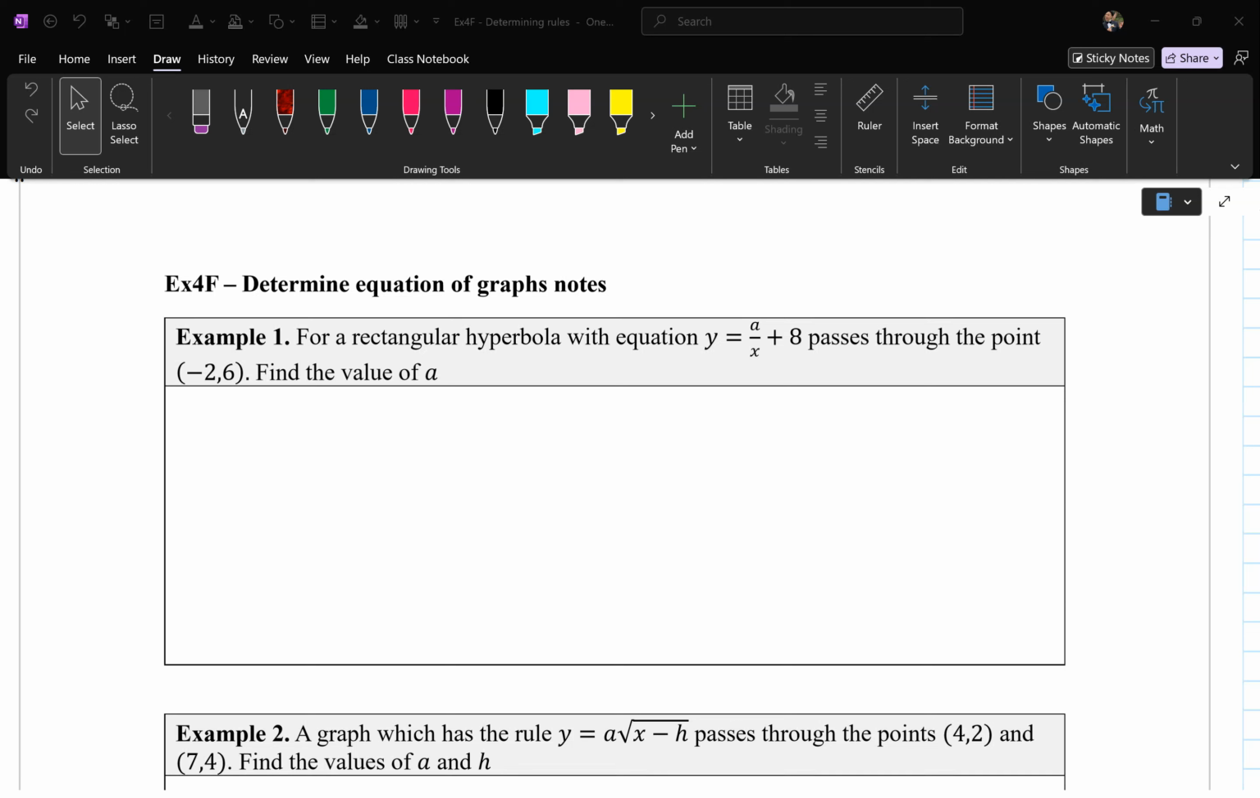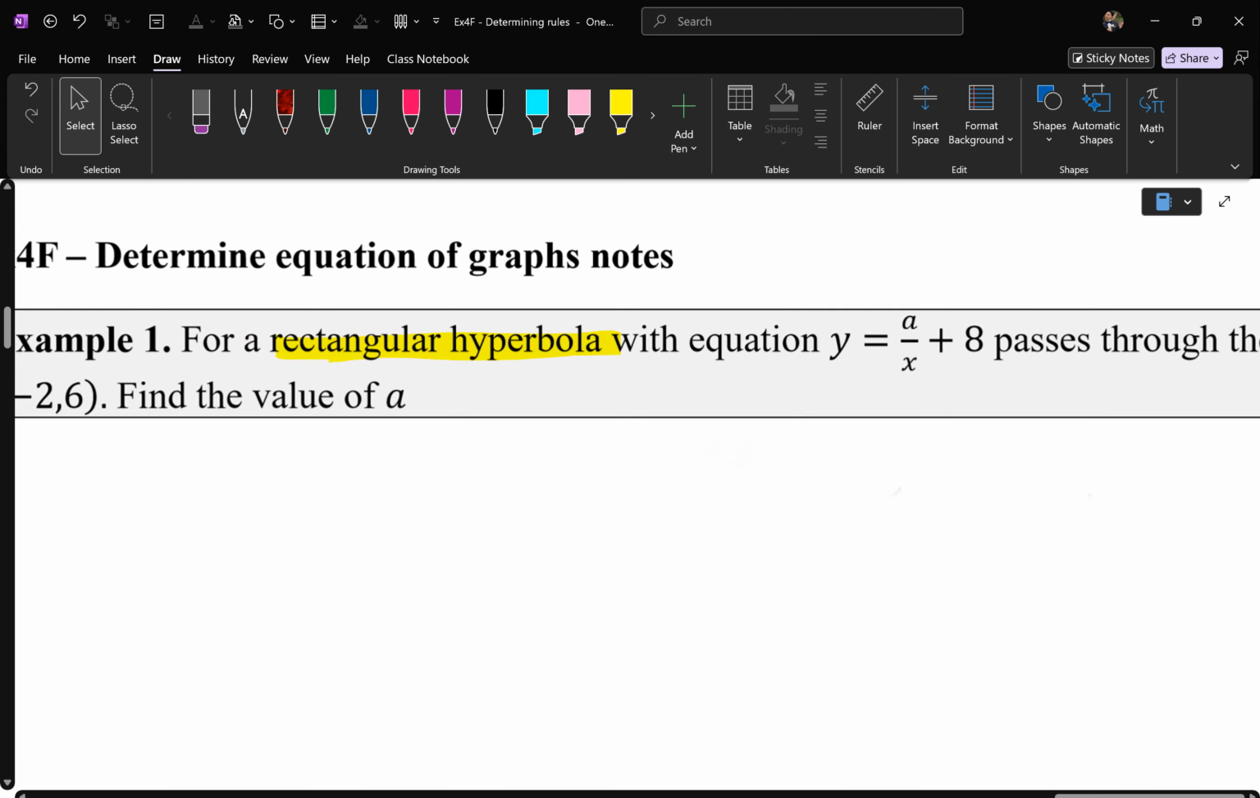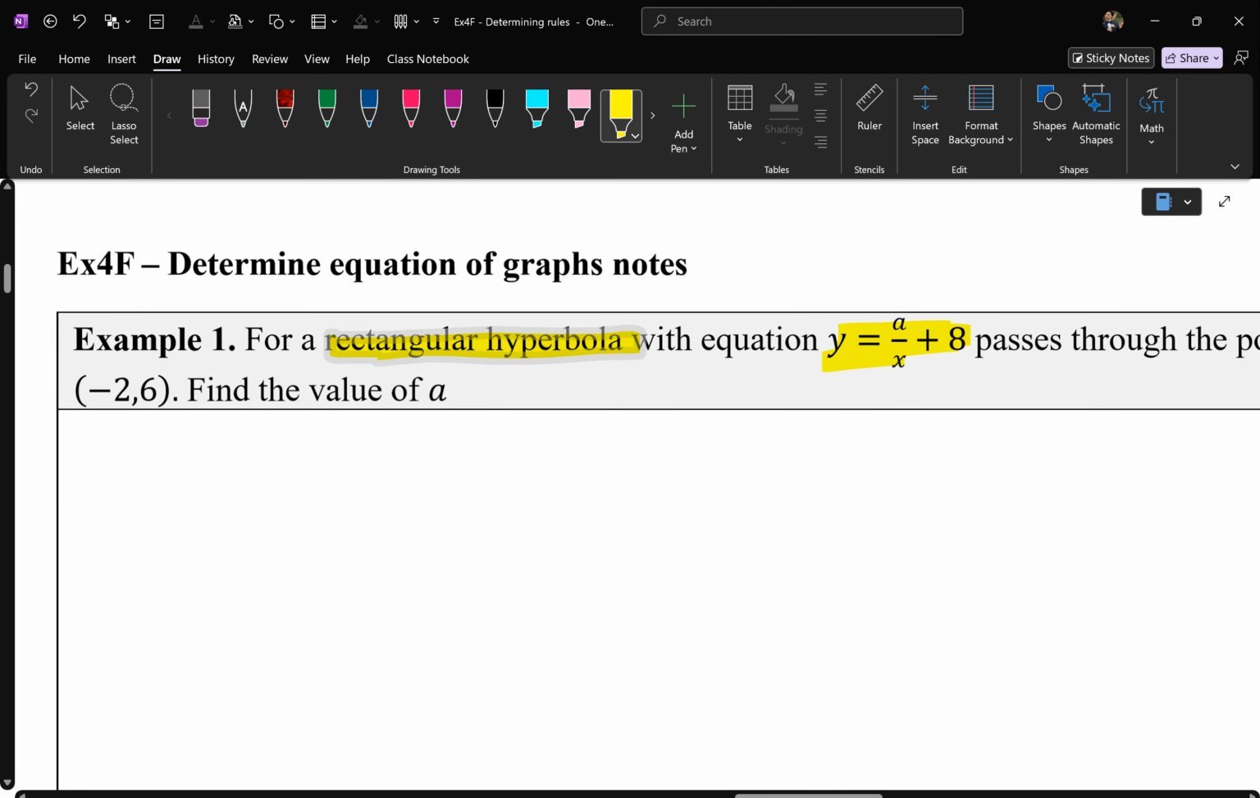So they already tell you it's a rectangular hyperbola. And usually in your textbook, they always give you the template. Your skill is eventually you don't need a template.